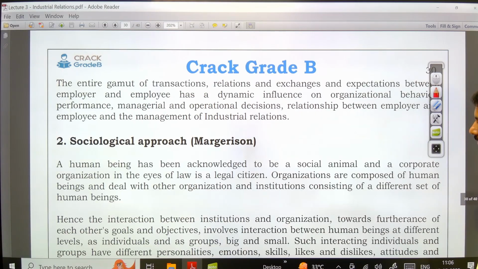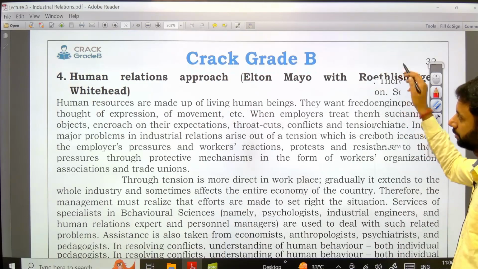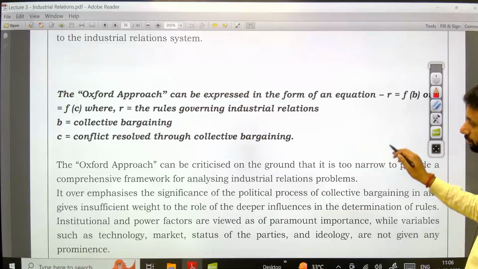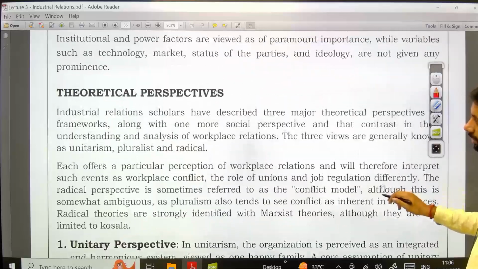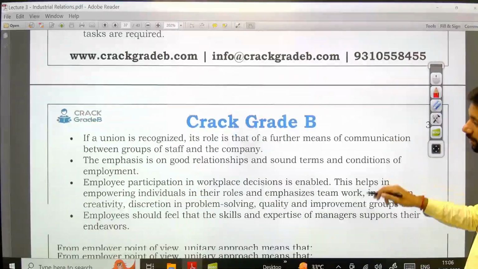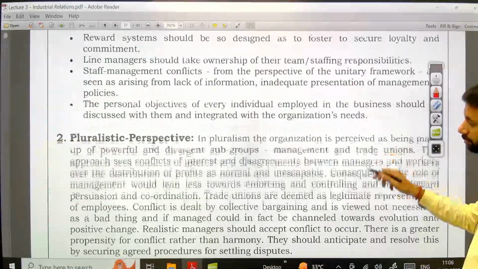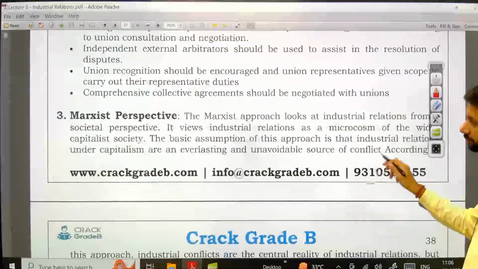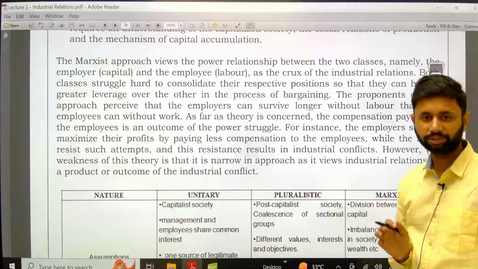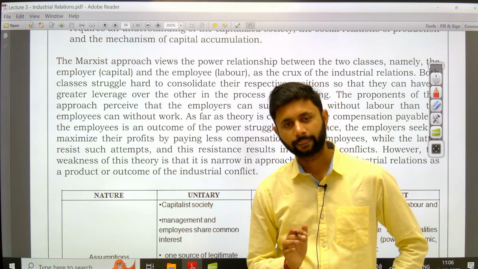And then we can discuss perspectives also, theoretical perspectives, in which we will discuss the unitary perspective, Gandhian and Marxist perspectives, and the pluralistic perspective. And then our chapter will be finished.